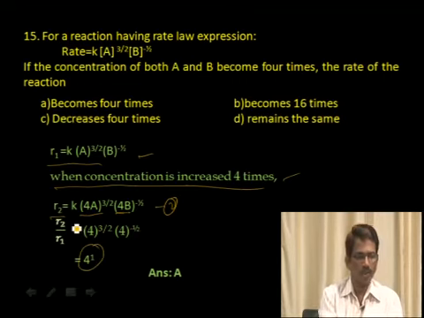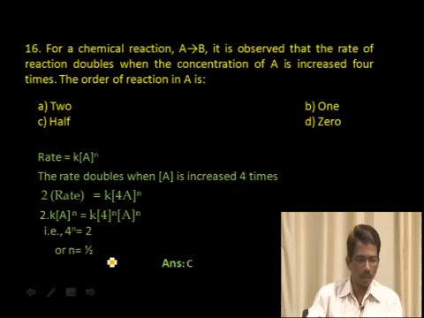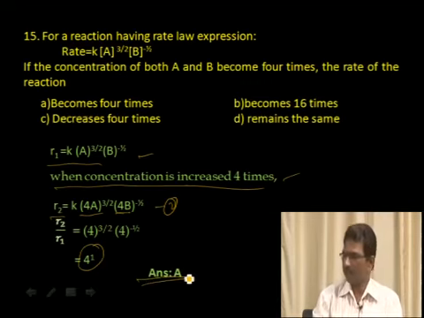Obviously the ratio of rates R2 by R1 is equal to 4 to the power 1, and therefore 4 to the power 1 means the rate of reaction increases 4 times when the concentration is changed by 4 times. Therefore, the correct option becomes answer A.